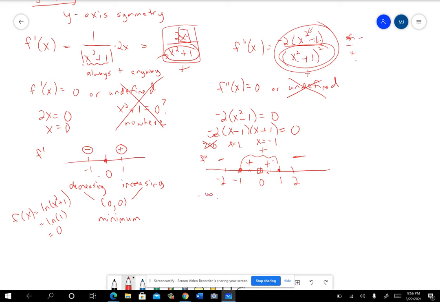So from like -infinity to -1, it's concave down. From -1 to 1, it's concave up. And then from 1 to positive infinity, it's concave down again.